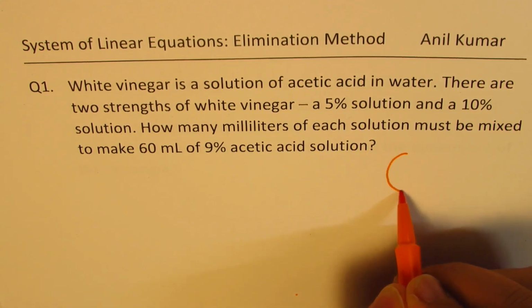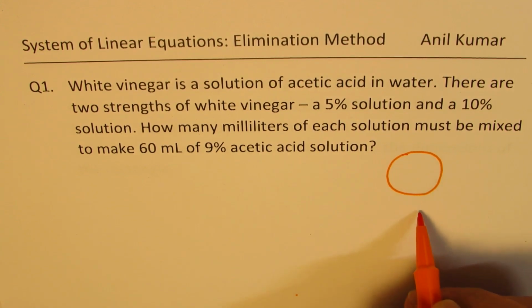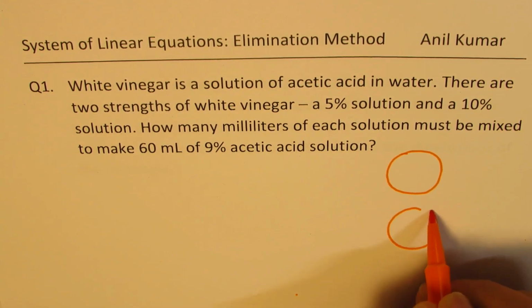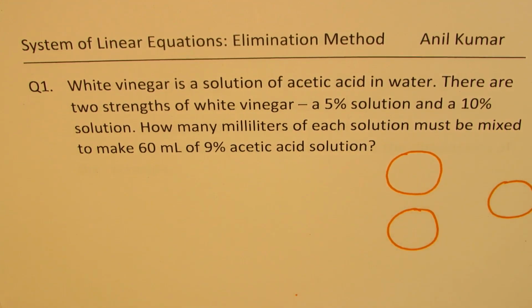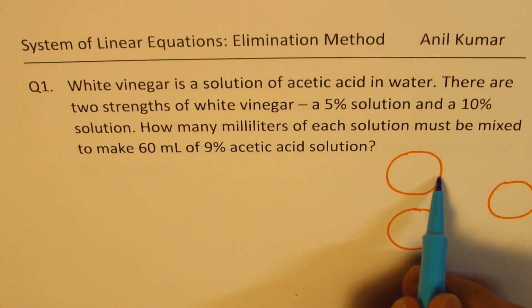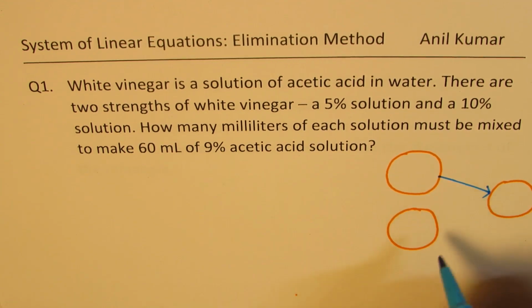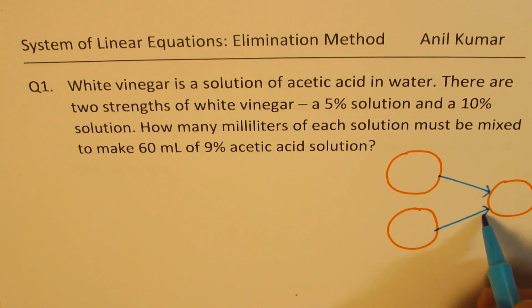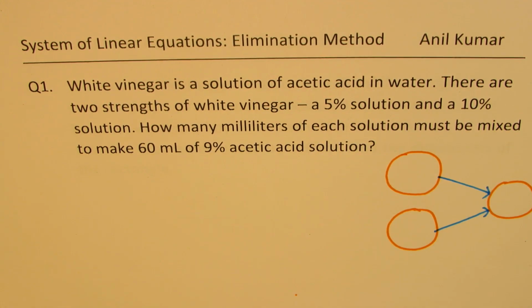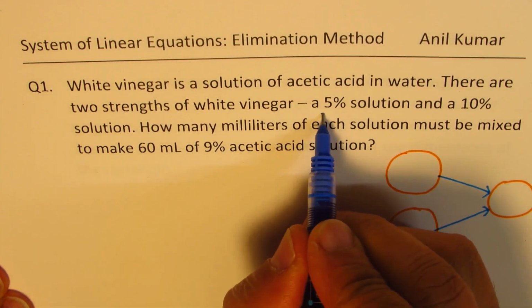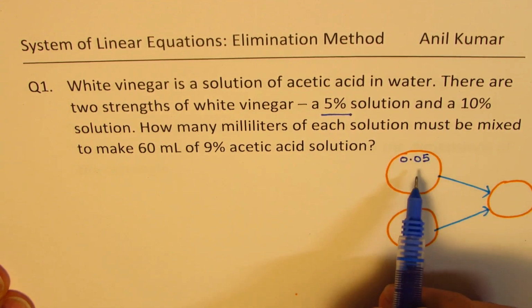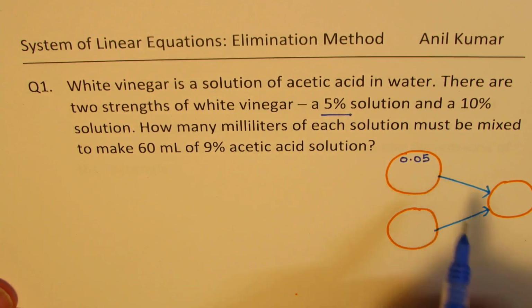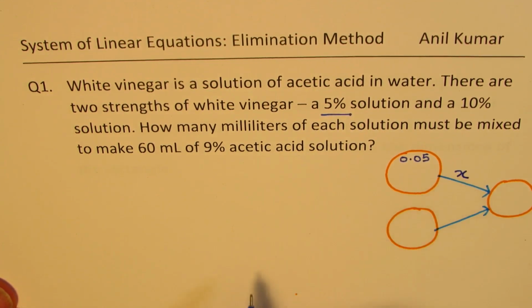I prefer to illustrate the given information of a mixture type problem as shown here. Now this method is very useful and can be adopted to any mixture problem. So you have two which are being mixed to provide what is required, correct? The ones which we have are solutions which are 5%. So when I say 5%, it means 0.05 in decimals, right? So that is the strength. And let us say the quantity is X, right?